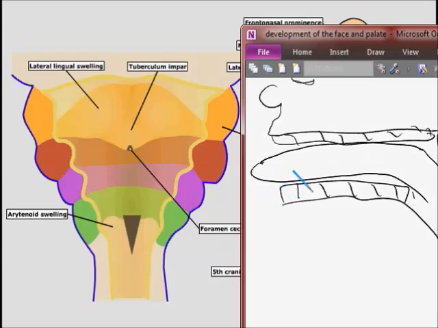Let me see. Remember I told you it overgrows this little tuberculum impar thing. So it's going to produce the anterior two-thirds of your tongue. Let's just say it's going to do just two-thirds of your tongue, right? And two-thirds out here, into like three parts. So one, two, and there's the back.